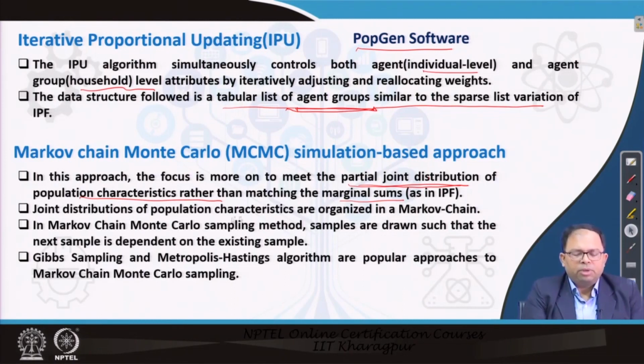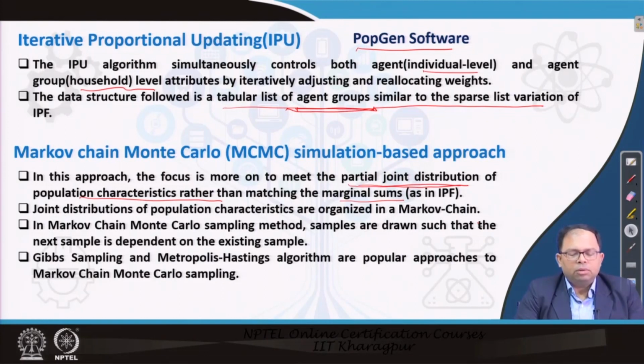Joint distributions of population characteristics are considered, and these are organized as Markov chains. In the Markov chain Monte Carlo sampling method, samples are drawn such that the next sample is dependent on the existing sample. So that means conditional probability is considered. That means based on selection of a particular attribute of a particular sample, the next attribute's chances would be different, and so it creates a chain of selections. So that's why it's called a Markov chain.